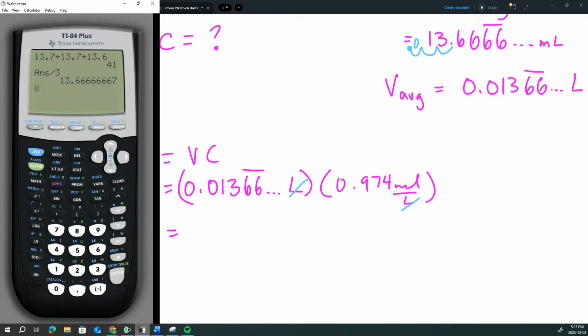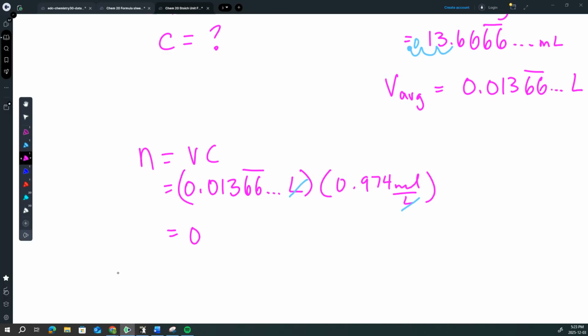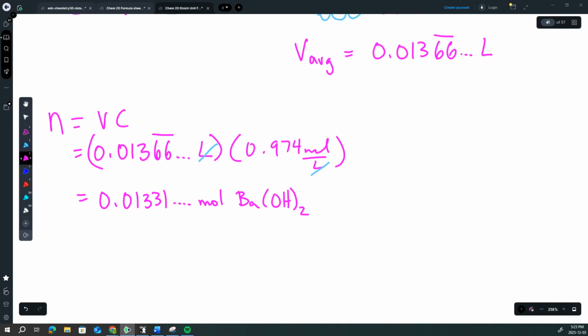So I'm just going to divide this by 1,000. That'll give us our same number. And then times it by 0.974. So our answer here is 0.1331, goes on forever. And that's our moles of barium hydroxide. Okay, so that's step number 2, done. Step number 3, mole ratio. So times by a fraction sign. What we are given goes in the bottom. What we want goes on top.